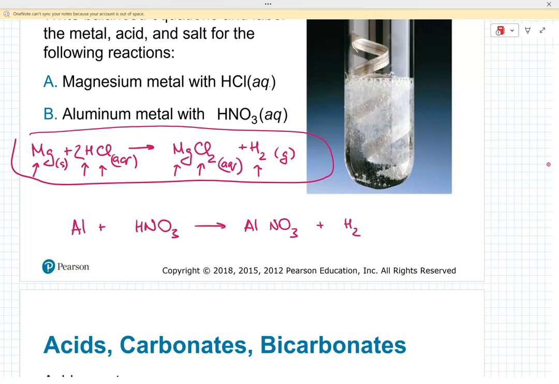Aluminum, how many charges does it have? +3. Does anyone remember the charge on the nitrate? -1. How many nitrate anions? This is from the table. It's not from the periodic table. Remember?